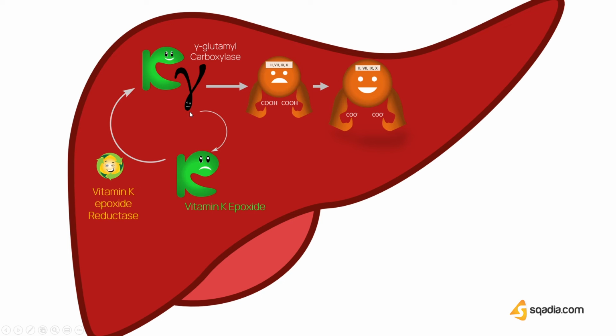gamma-glutamyl carboxylase enzyme. Now, this is the point where vitamin K antagonists will act. Vitamin K antagonists block the vitamin K epoxide reductase enzyme, and hence they prevent the conversion of vitamin K epoxide back to vitamin K. This decreases the vitamin K availability for gamma-glutamyl carboxylase. You know, gamma-glutamyl carboxylase is so dumb. It cannot work without vitamin K.